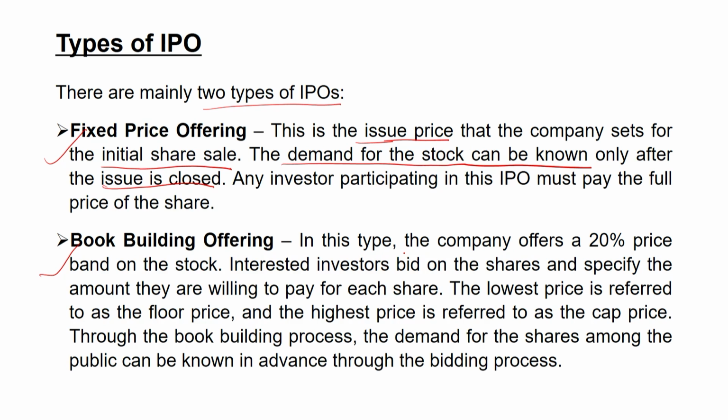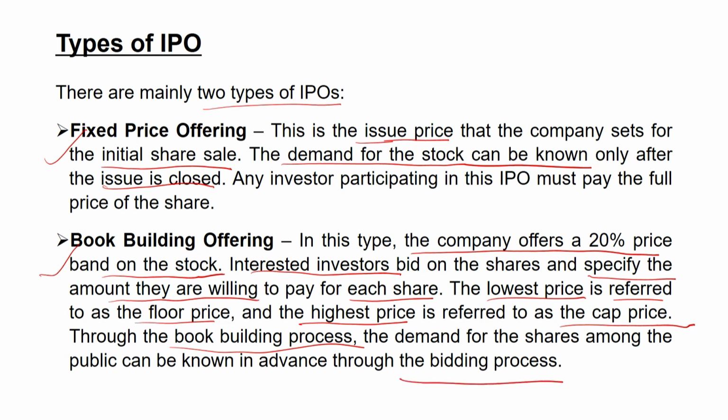Whereas in the book building process, the company offers a 20% price band on the shares, and the interested investors bid on the share and specify the amount that they are willing to pay for each share. So the lowest price here is referred to as the floor price and the highest price is referred to as the cap price in the book building process. And through the book building process, the demand for the shares among the public can be known in advance through the bidding process done by the different prospective investors in the market.